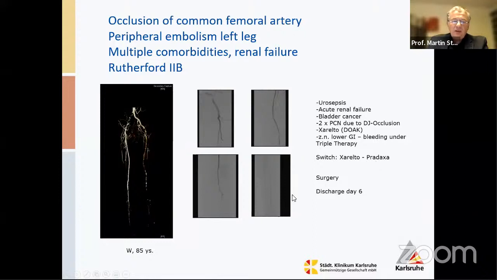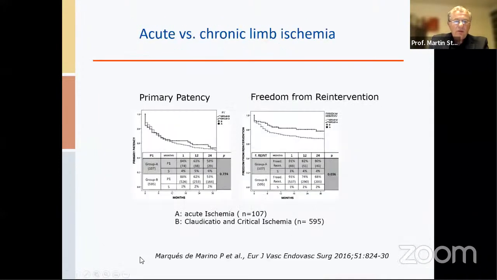In this case, we decided to do a small cut down in the groin and do this in a classical thrombectomy way, in a one-stop shop in surgery, and he was discharged at day 6 without any complications. So we were lucky. It was a female patient here, 85 years old, very old.